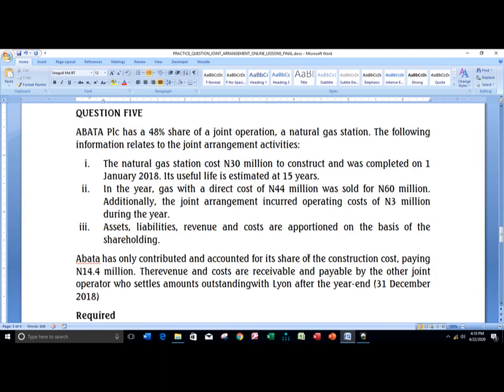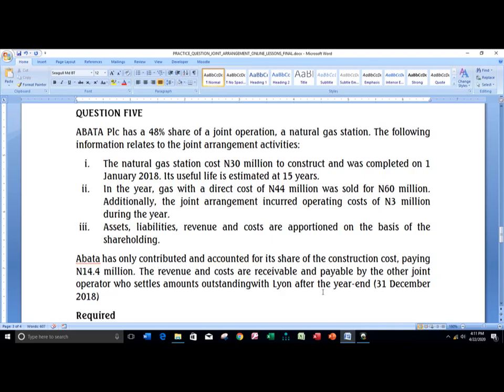Additionally, the joint arrangement incurred operating cost of 3 million during the year. Assets, liabilities, revenue, and cost are apportioned on the basis of the shareholdings. Abata has only contributed and accounted for his share of the construction cost, paying how much? 14.4 million. What is the ownership interest of Abata? 48%. And what is the cost of that natural gas? 30 million. So let's confirm whether that 14.4 million is equivalent to 48% of 30 million. So we'll say 48% times 30 million. That's 14.4 million. Good. That's the amount you paid. The other party or parties paid the balance.